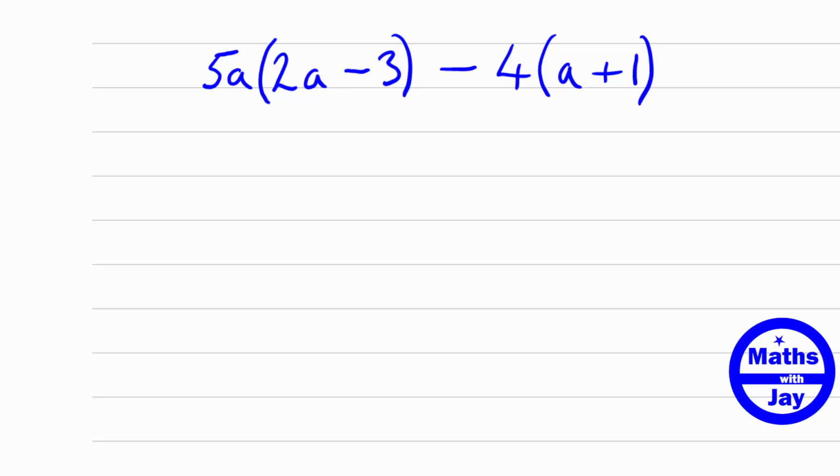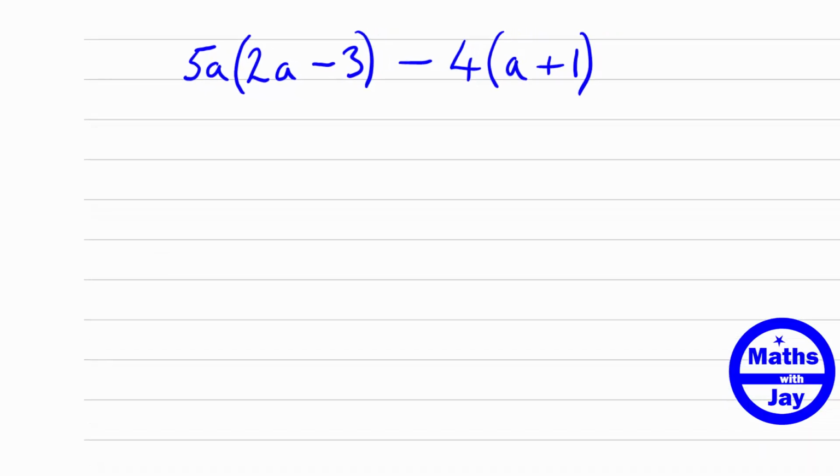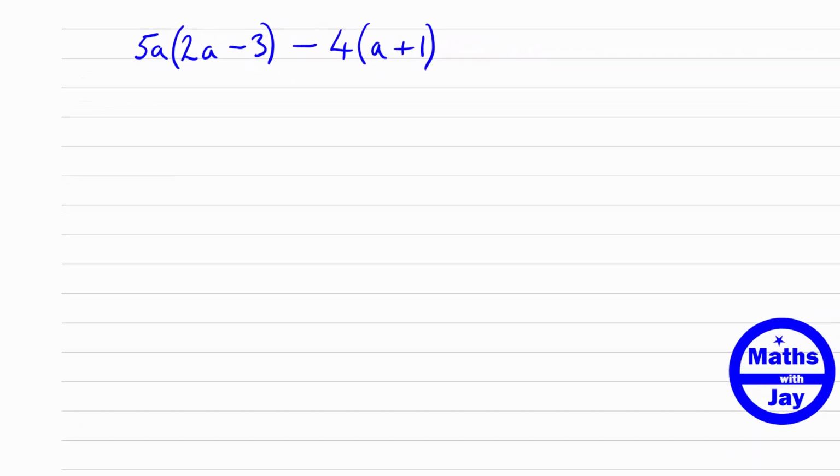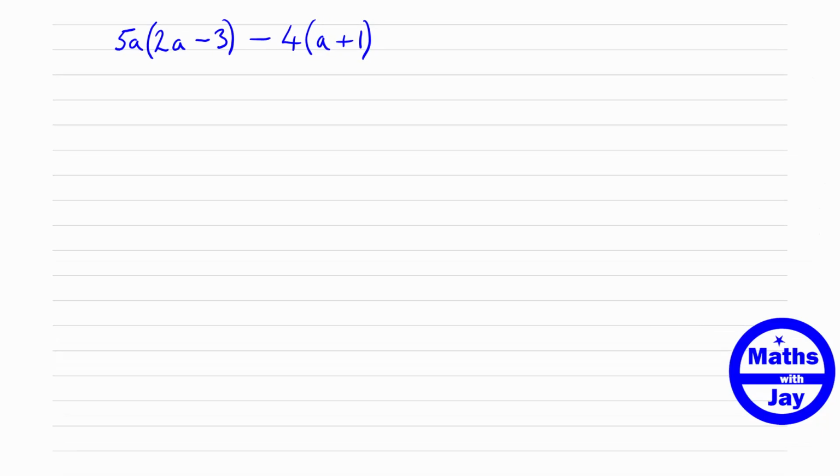So we'll start off by expanding and we'll get 4 individual terms, and we should be able to combine 2 of them together to simplify the answer. So let's have a look at what happens. We're going to start off by multiplying 5a by 2a. Multiplying the numbers together, 5 times 2 gives us 10, and then a times a is a squared. So we've multiplied the 5a and the 2a together.